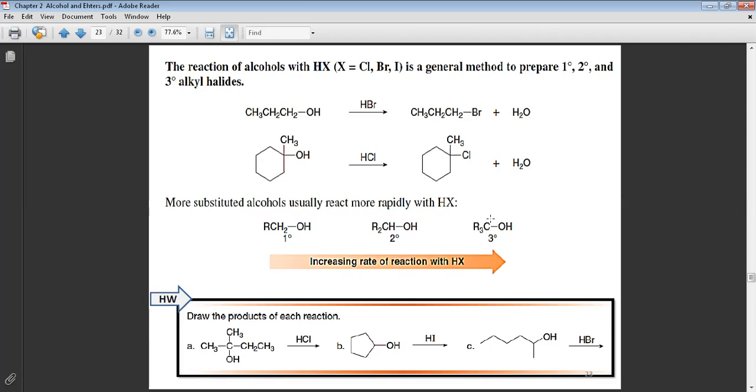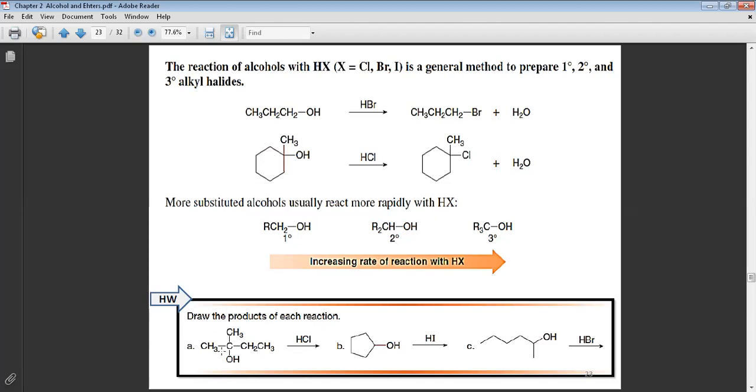More stable means it needs just less energy to convert to product. But a primary carbocation needs high energy to convert to product. For this reason, the tertiary alcohol will react more rapidly with HX. And look at this: draw the product of each reaction.